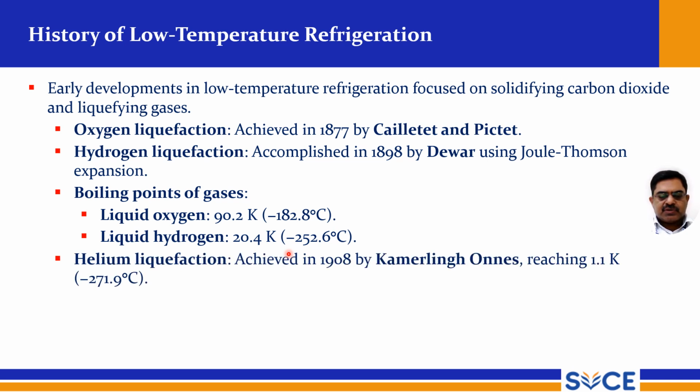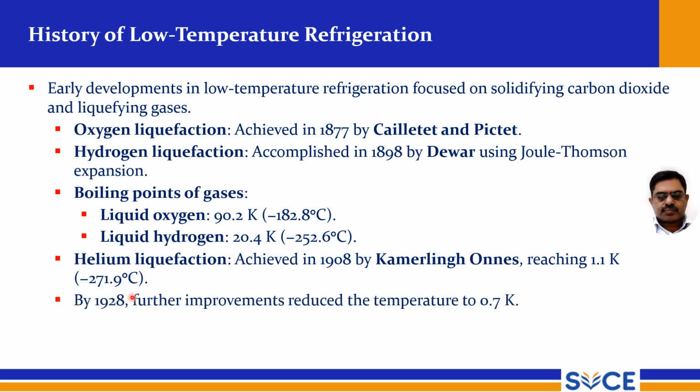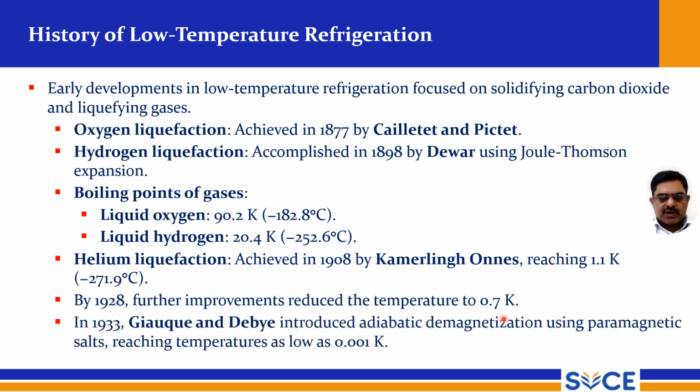Helium liquefaction was achieved in the year 1908 by Kamerlingh Onnes, reaching 1.1 Kelvin. So this is 1.1 Kelvin. So that is minus 271.9 degree Celsius. By 1928, further improvements reduced the temperature to 0.7 degree Kelvin. So still again we are reducing the temperature here.